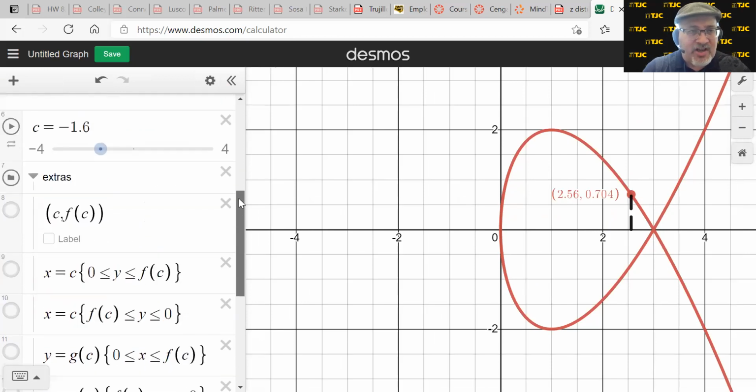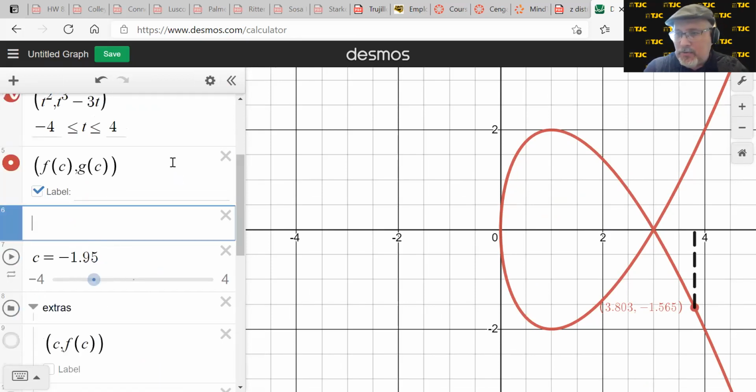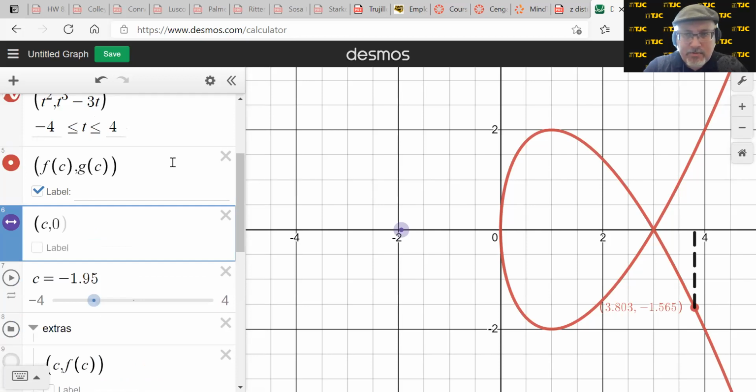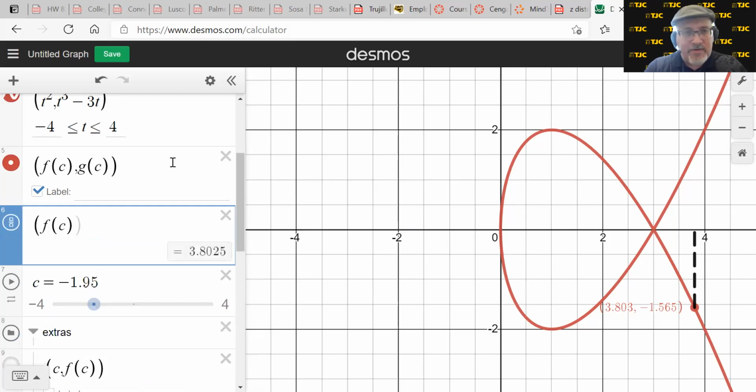And let's go back to the slider. Remember, what we're doing is looking at the point's x coordinate, but I'm projecting this point to the x-axis. Look at the point above the red point where it touches the x-axis. In this case, it would be the point f of c comma 0. There it is. And let's put it in black.